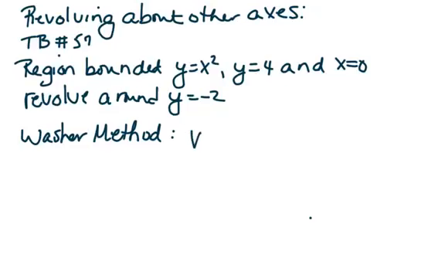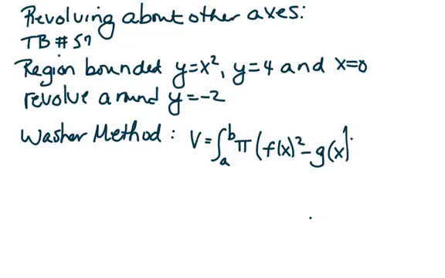So the volume for a solid of revolution using the washer method is pi times f of x squared minus g of x squared. And here what you want to remember is that f of x is the outer radius, big R, and g of x is the inner radius, little r. And then you integrate with respect to x in this case.